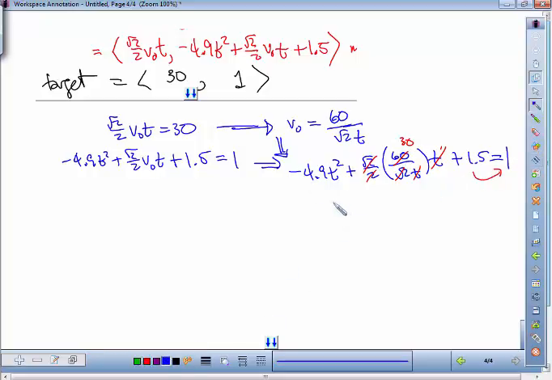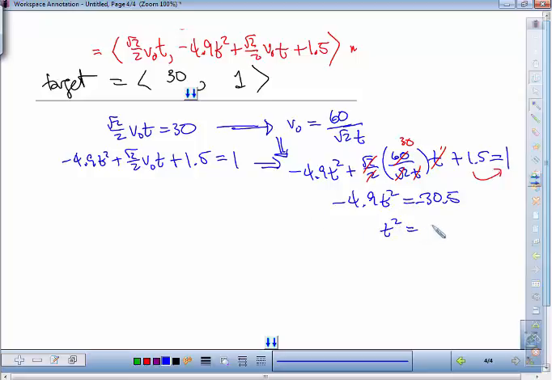And then eventually we get negative 4.9 t squared is equal to, what is it, 30.5? Is that right? 30.5? Negative, but that negative is going to cancel with this negative, which is good because we want to be able to solve for this. I guess we could take the square root there as well, and of course we would just consider the positive square root. So, what do we get?